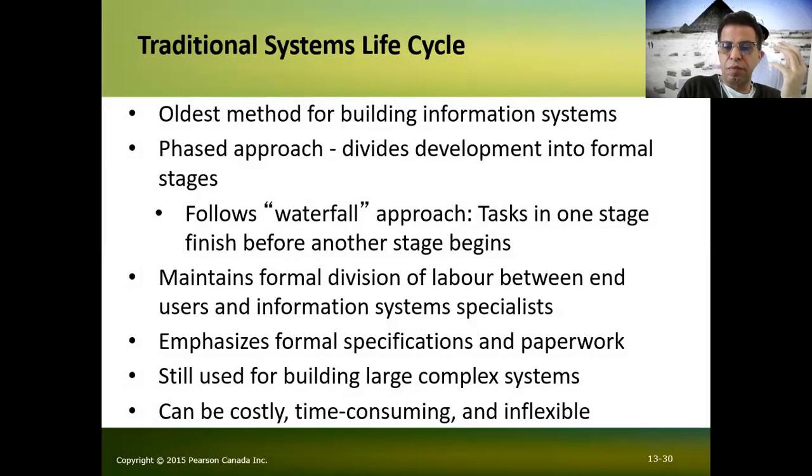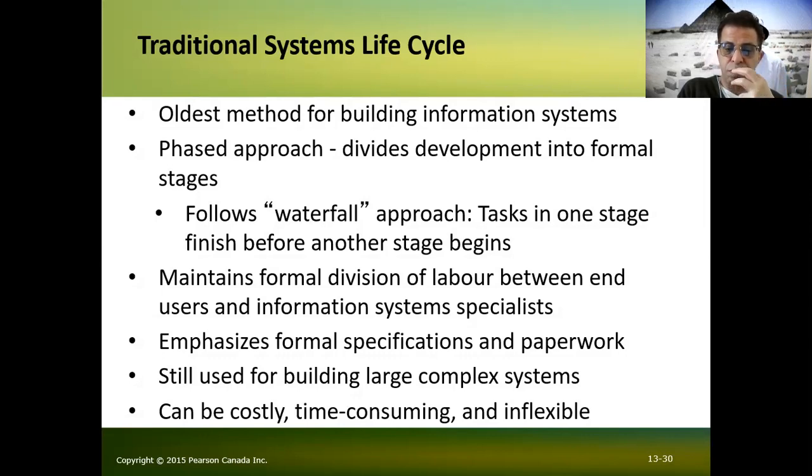The traditional system life cycle is the oldest method for building information systems, which is mostly a waterfall. It is a phased approach that divides development into formal stages. Waterfall follows the approach that tasks in one stage finish before the next stage. So in the beginning, you build the whole task and you do your chart, and you show how these tasks are related. After a few weeks of this operation comes project management, or maintenance, with a formal division of labor between end users and information specialists. So you take it and see whether it's acceptable to the end user, or you do some adjustment.